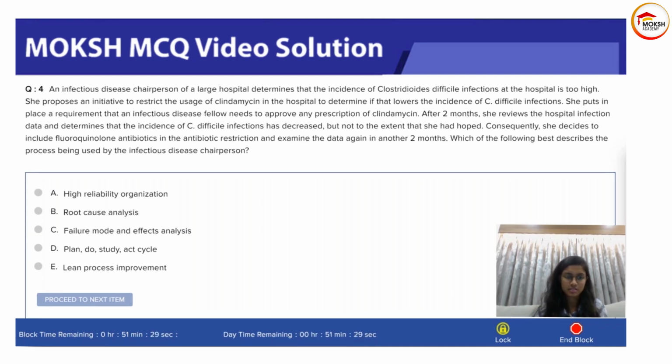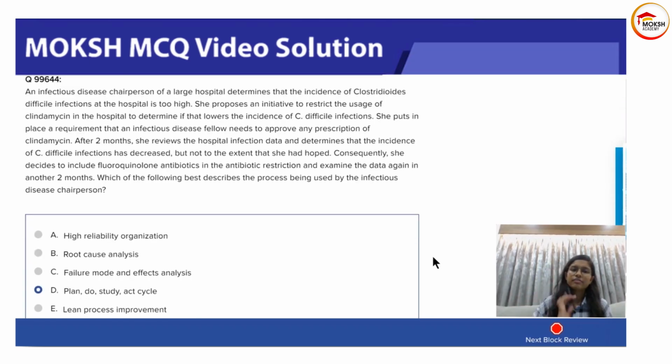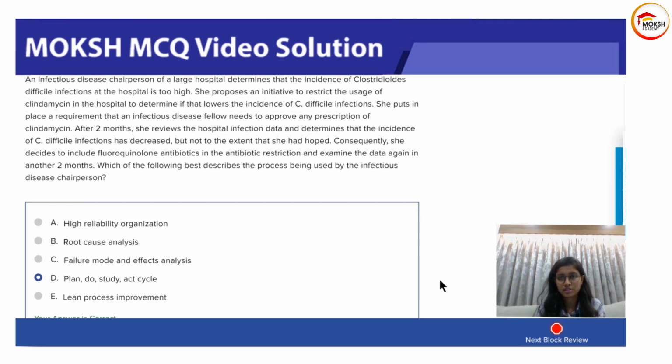process improvement. Okay, so here we have an infectious disease chairman who recognized that C. diff infection is going a little bit too high. And so she thought, let's just restrict clindamycin and see what happens to the C. diff infections, whether they go down or not, whether it's clindamycin or something else. So when she restricted clindamycin, she reviewed the data and noticed that the incidence actually went down, but not to what she hoped for, basically, right?